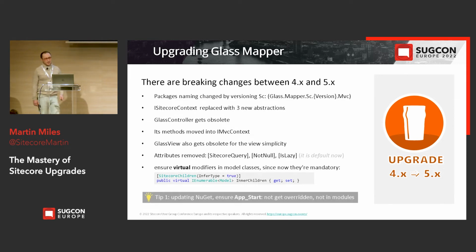This is a nice tip, by the way. If you do upgrade Glass Mapper using NuGet packages, make sure app start classes do not get overwritten by the default, and that they only exist in your foundation module, not in the feature modules.